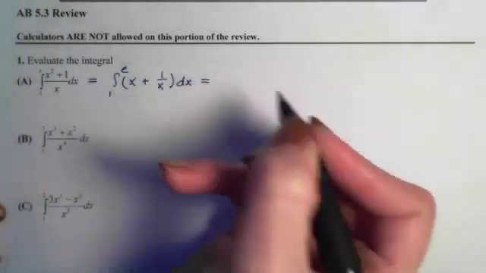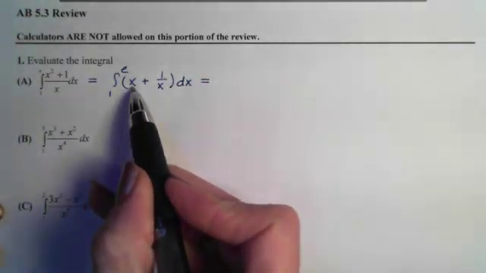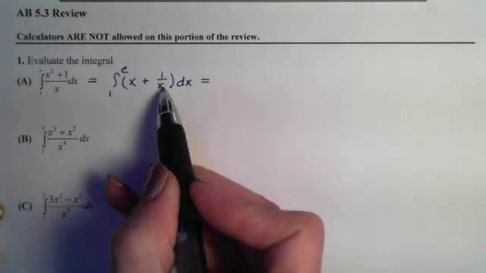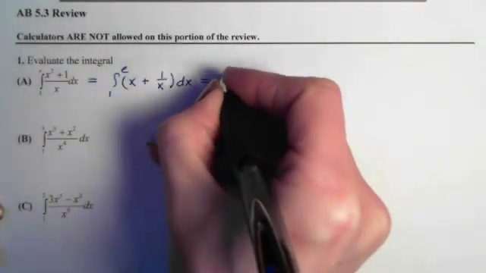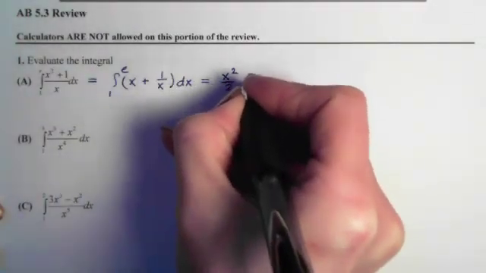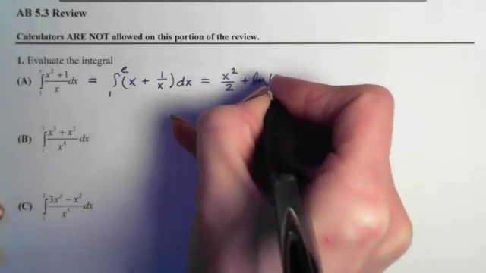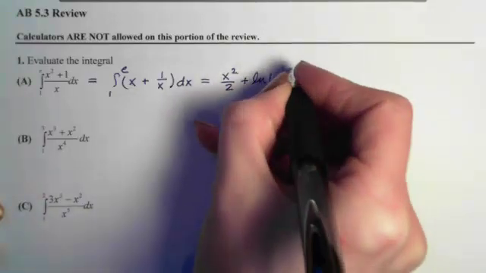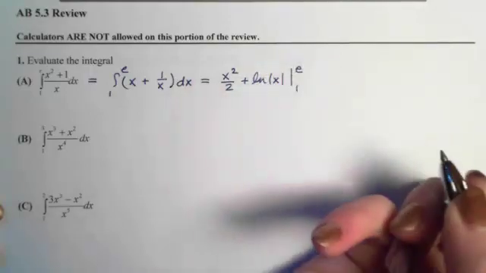So once I split it up, I can see that I have the power rule to go backwards on, and I have the log rule to go backwards on. So that would give me an x squared over 2 plus a log natural of the absolute value of x evaluated from 1 to e.